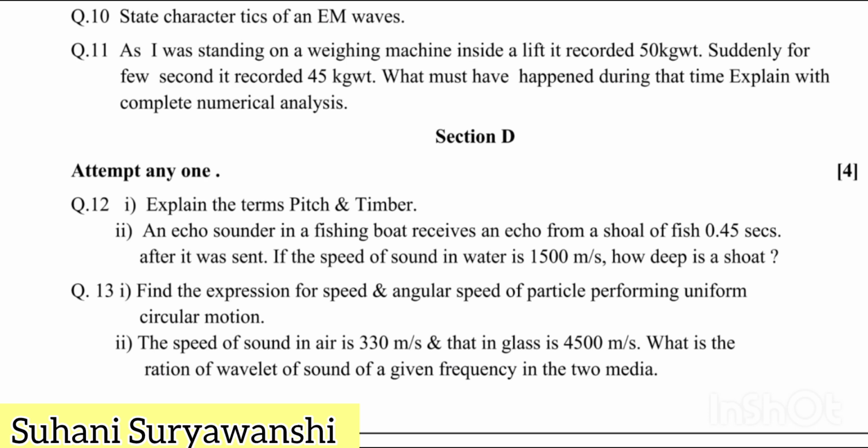Next is question number 13. Find the expression for speed and angular speed of a particle performing uniform circular motion. And there is one numerical. Same pattern, you have to solve any of the 2 questions.